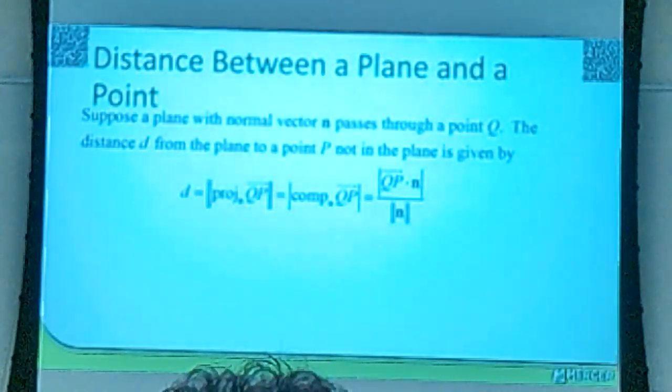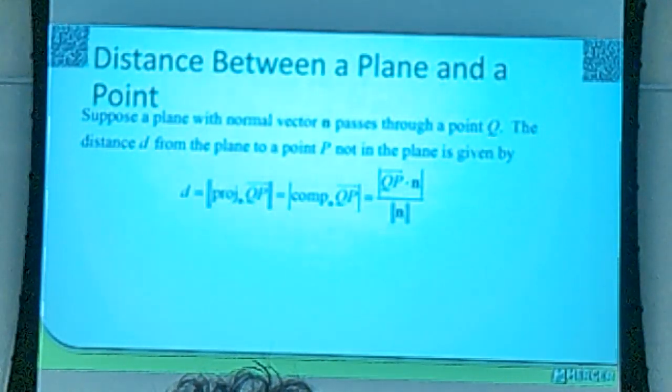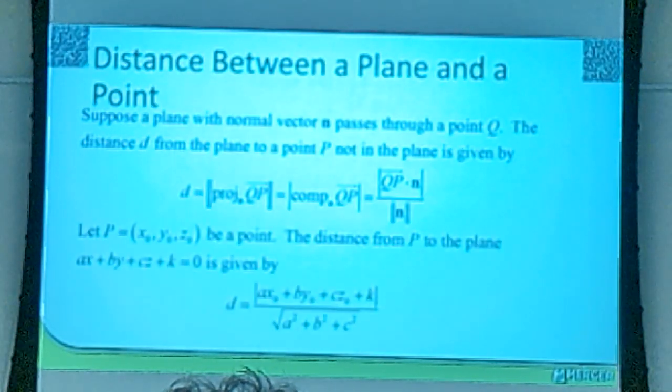Distance between plane and the point, again, this is defined to be the shortest distance. You have two equations. First and second. Doesn't matter which one you use. They give you the exact same.